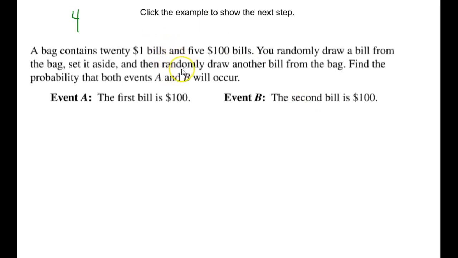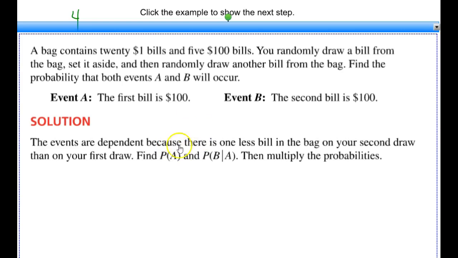So first thing we want to think about is: is this a dependent or independent event? I notice that I don't put the first bill back into the bag that I draw. So I know that whatever I draw second will be different because I have a different sample space. So I know that these are going to be dependent events. I have to find the probability of the first one happening, and then the probability of the second one happening given that A has already happened. Then I can multiply the probabilities to find my overall.